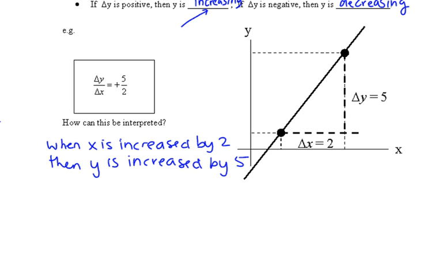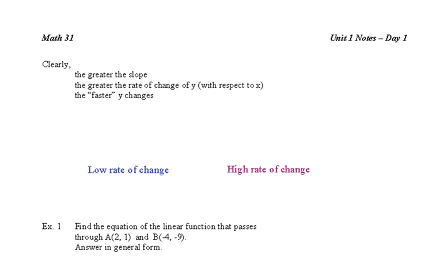Guys, can you stay here? Focus. Clearly, I love that word. It's one of my favorite words.